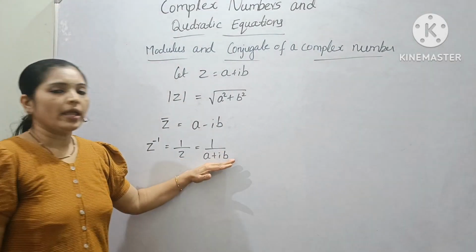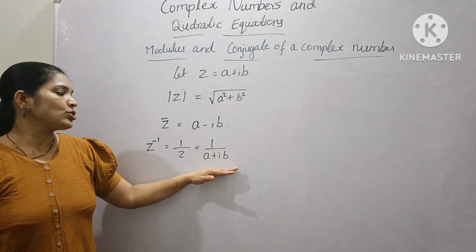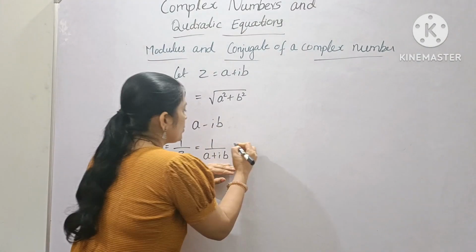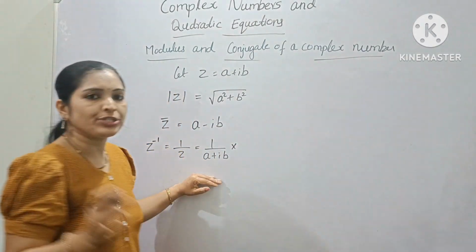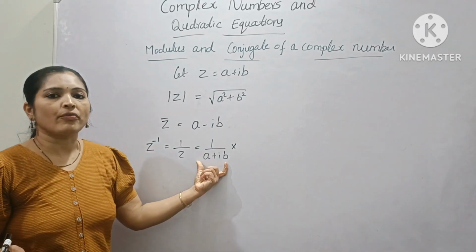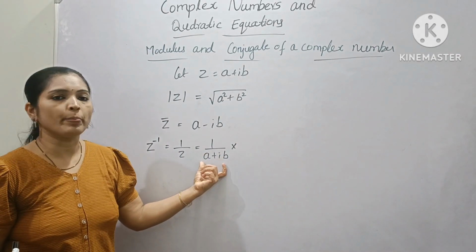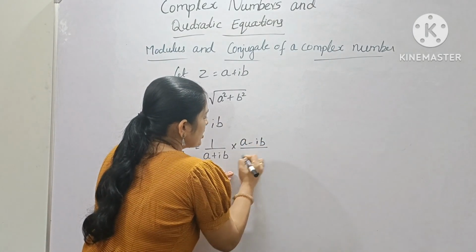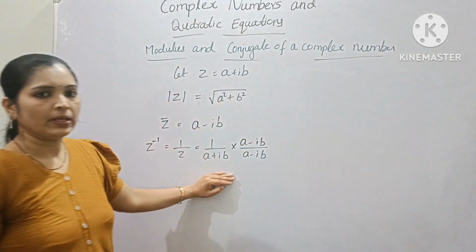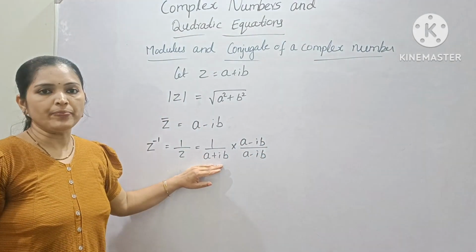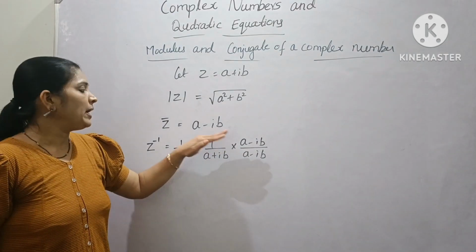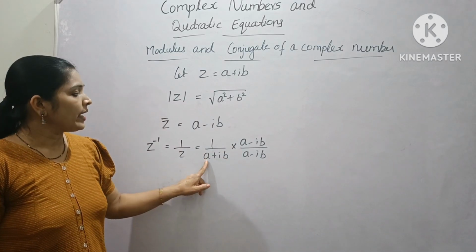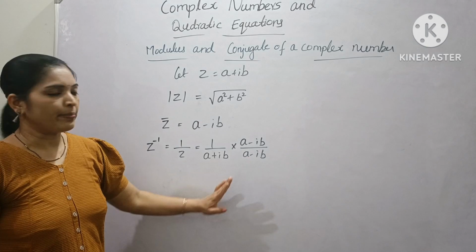See here, in the denominator it is a complex number, so we have to make it real. For that, we will multiply and divide by the conjugate of this number. So here, 1 by a plus ib, to make the denominator real, multiply and divide by the conjugate of this number, that is a minus ib divided by a minus ib.